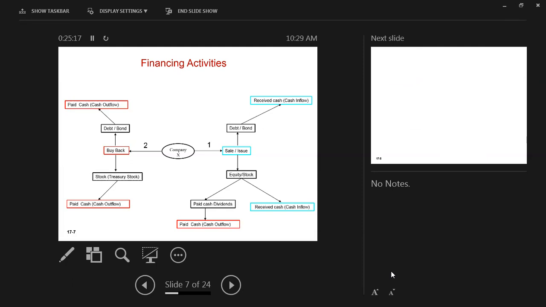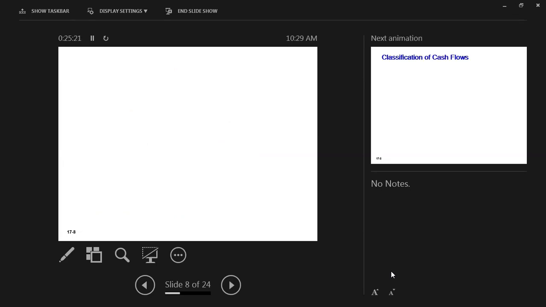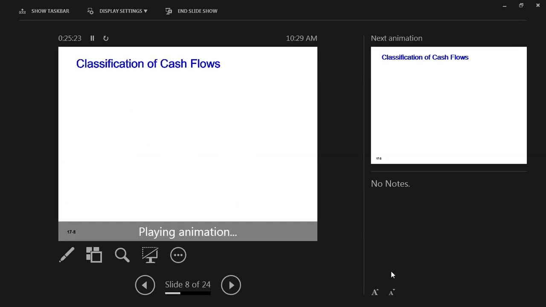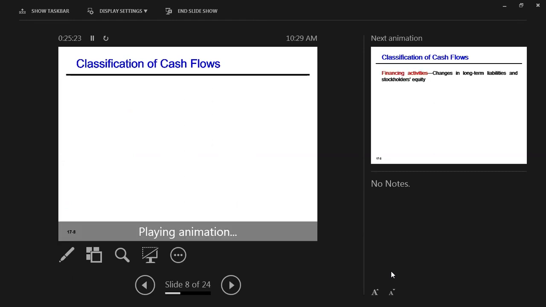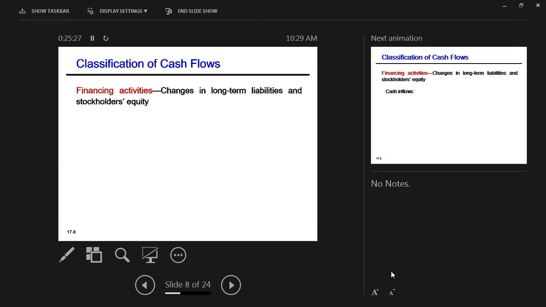So stockholders' equity will decrease, and it is the financing activities. So let's see the sentence from this diagram. Again, financing activities means changes in long-term liability. That means long-term liability increase or decrease. You buy bond, your liability increase, right? Then you buy back the bond.